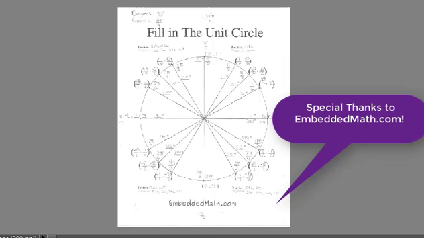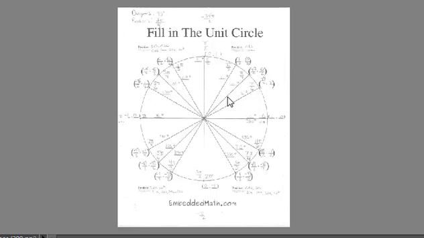Okay, so this program is all about the unit circle. First we should probably figure out what a unit circle is, and then we'll figure out what we're going to do with it. The definition of a unit circle is just a circle with a radius of 1 unit. The reason that we like to have the radius be 1 unit is because it makes some of the math calculations a little bit easier and a little more straightforward when we're figuring things out.